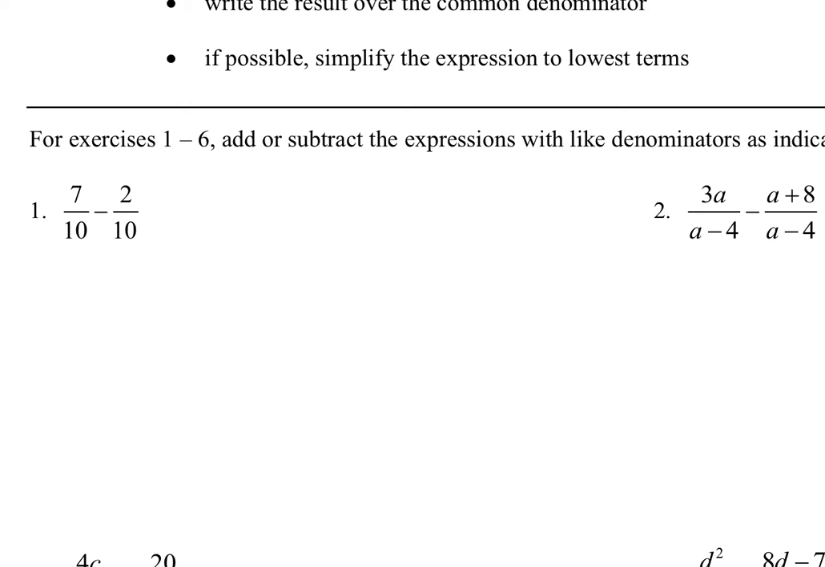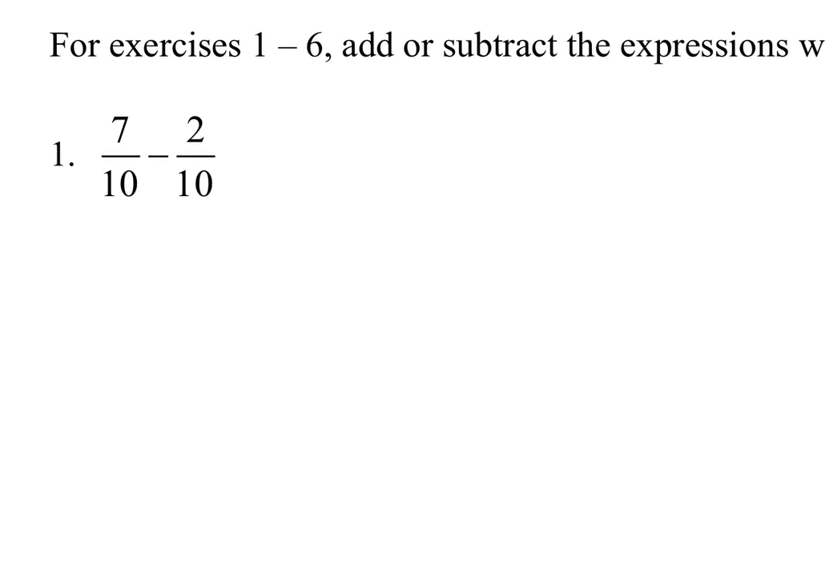In 7.4, we're looking at adding and subtracting rational expressions. And it's quite a bit different than the multiplication and division. The multiplication, you just go straight across. You multiply numerator and numerator and denominator. But in order to add and subtract rational expressions, they have to have the same denominator.